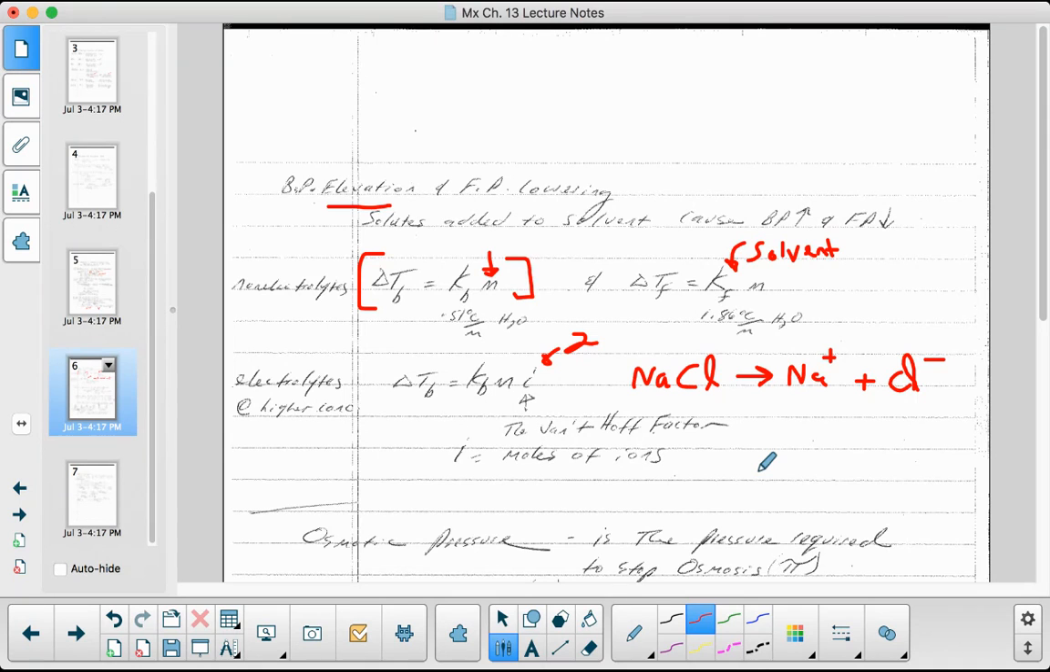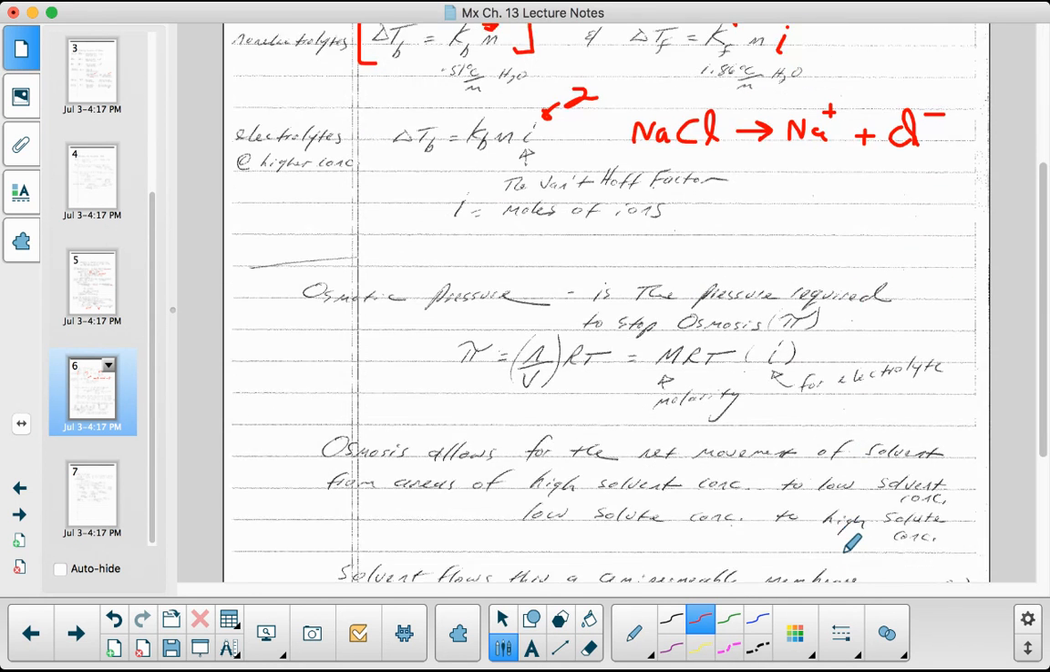Okay, and then the same would be true for the delta TF. If you're adding an electrolyte, you would also include the I in that for the electrolyte.